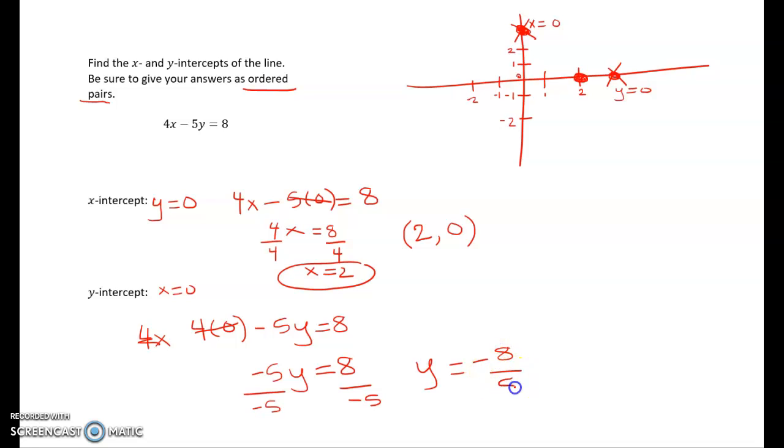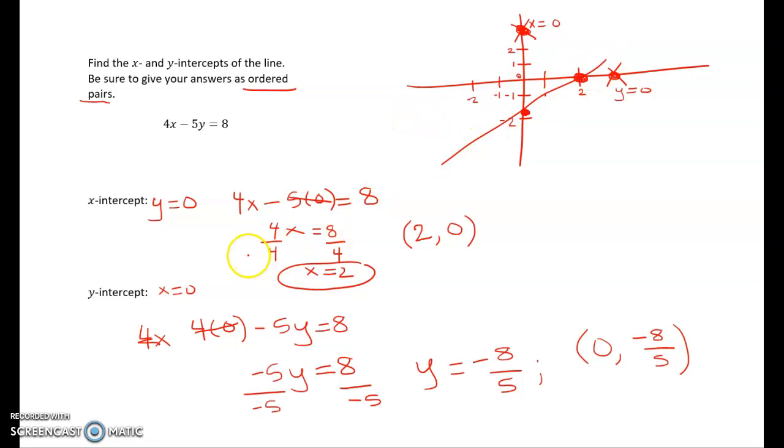Now again, we need to write this as an ordered pair. And so x is 0 at the y-intercept. So we know x will be 0, and then -8/5 for y, which will be about right there. And so that would be the line.